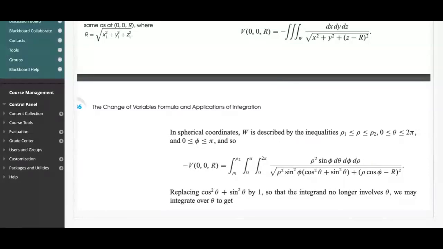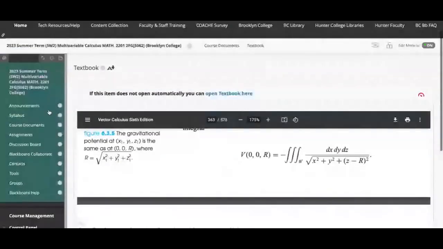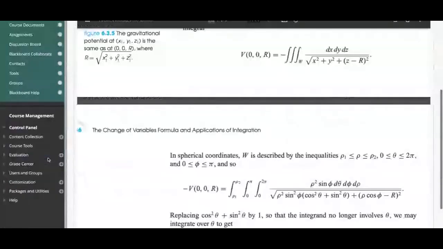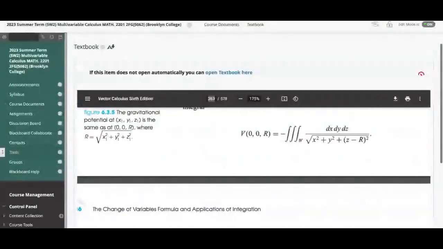Yes, Liz? Professor, you said you will do number 12 from the midterm today. Oh, okay. Yes, Liz has a question about the midterm, question 12. Let's go over that.